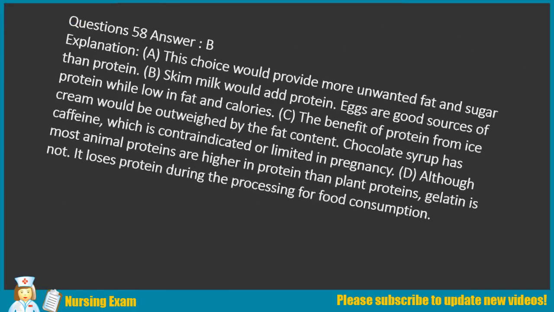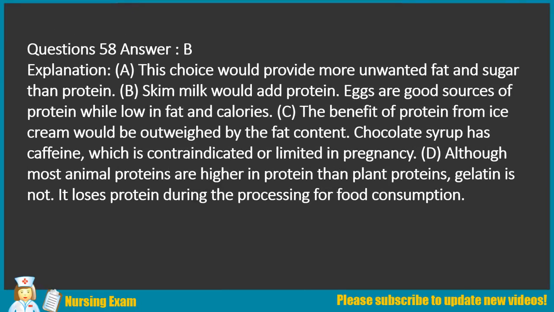Question 58 Answer, B. Explanation. A. This choice would provide more unwanted fat and sugar than protein. B. Skim milk would add protein. Eggs are good sources of protein while low in fat and calories.